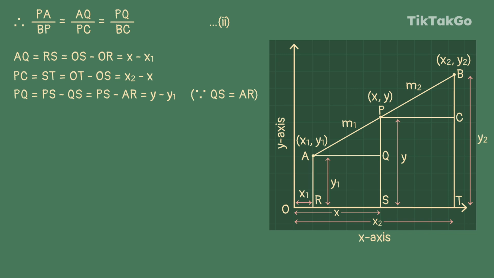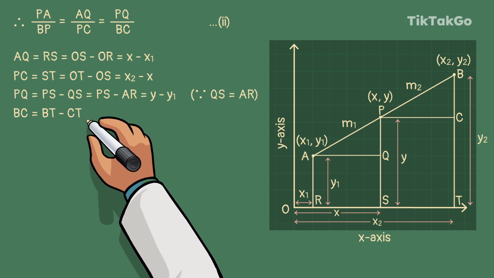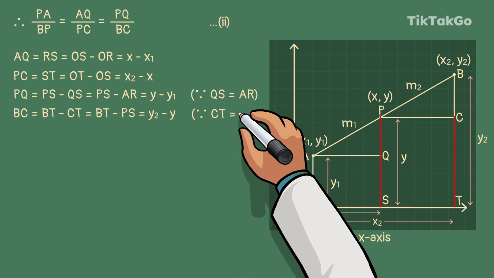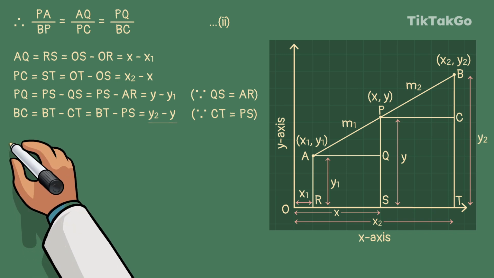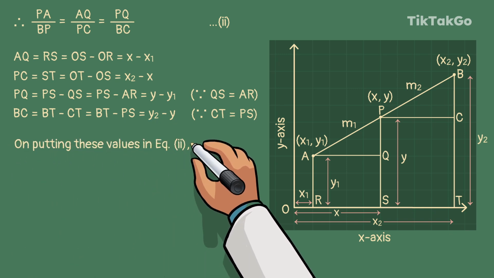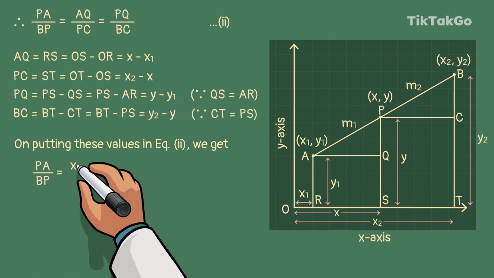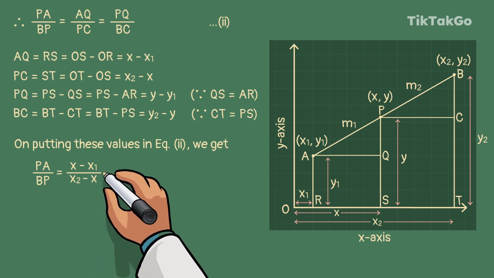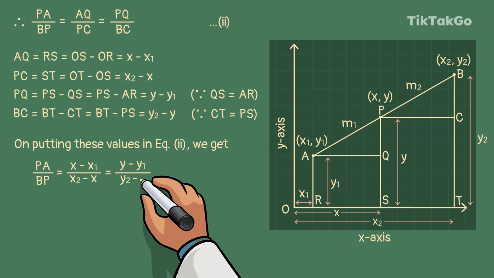So, this is equal to y minus y1, or BC is equal to BT minus CT, which is equal to BT minus PS, since CT equals PS. So, this will be y2 minus y. इन वैल्यूज को इक्वेशन 2 में पुट करने पर हमें मिलेगा PA by PB is equal to (x minus x1) the whole by (x2 minus x) is equal to (y minus y1) the whole by (y2 minus y).